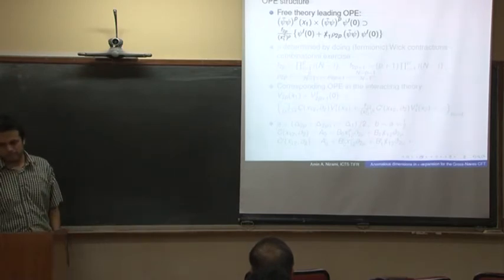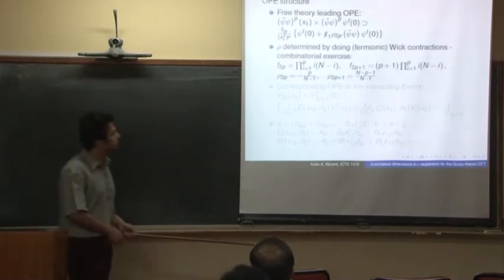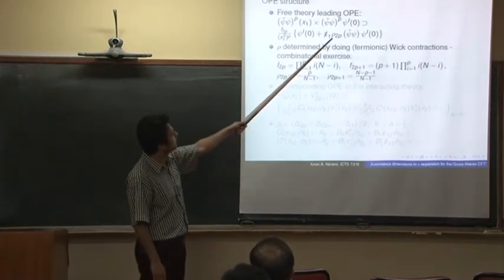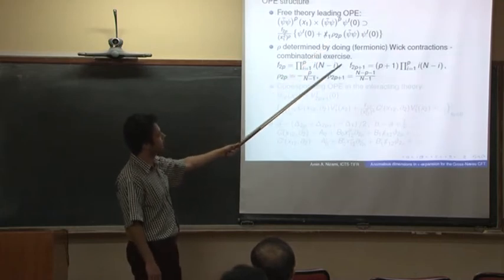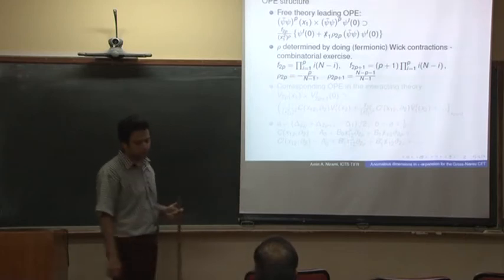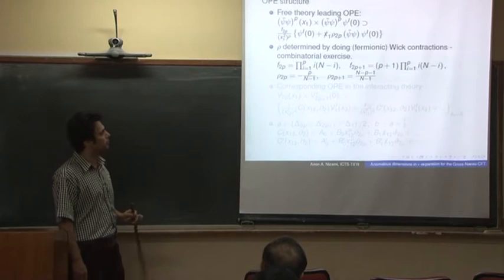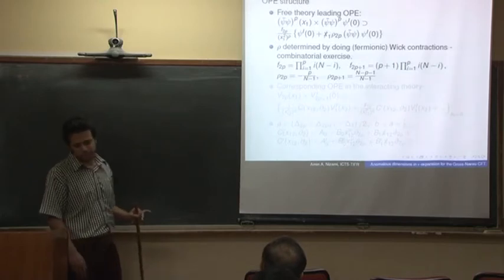This rho here is the combinatorial coefficient. You can determine it by doing fermionic Wick contractions, and this is a somewhat involved combinatorial exercise which we did in this paper.